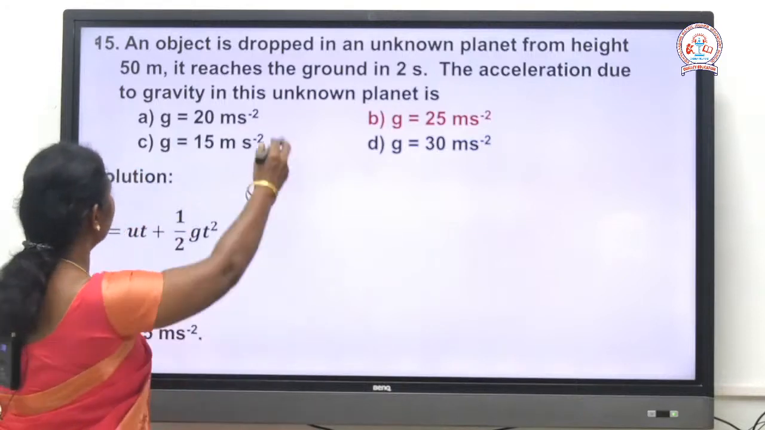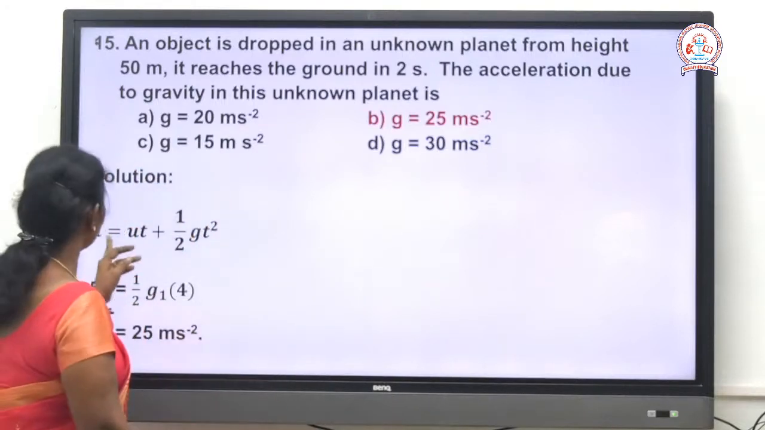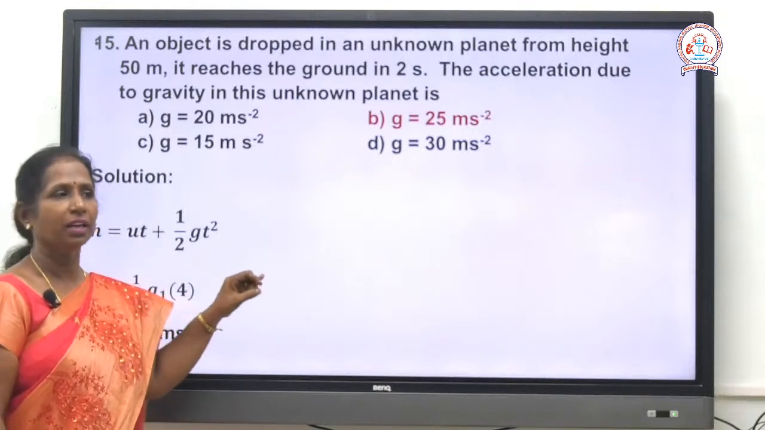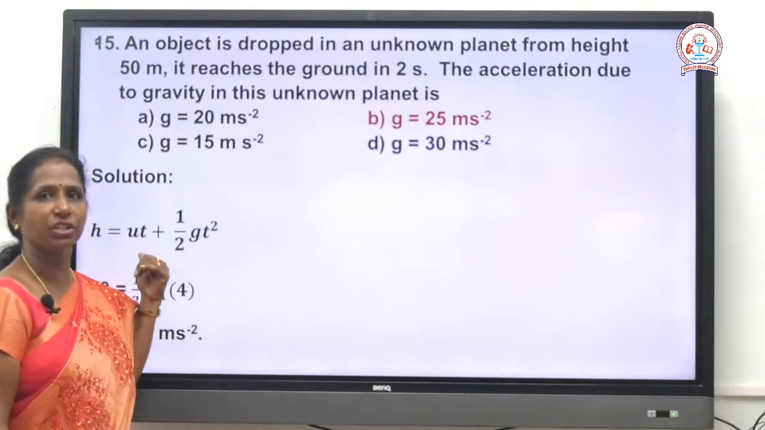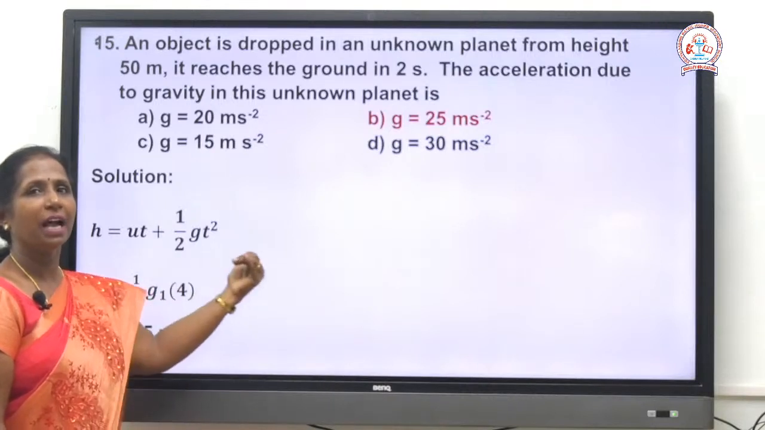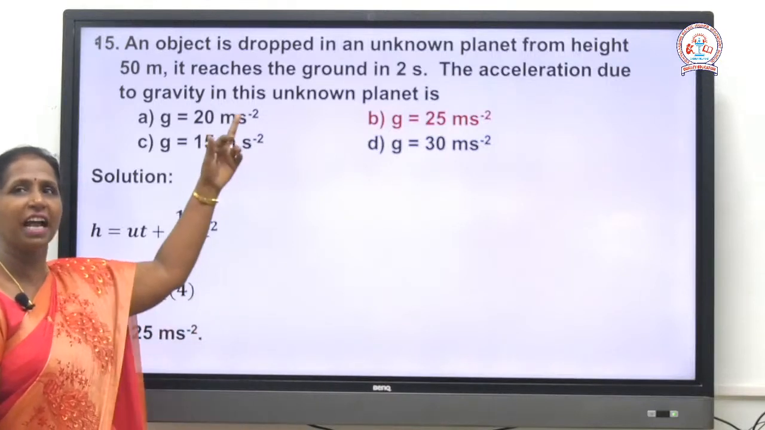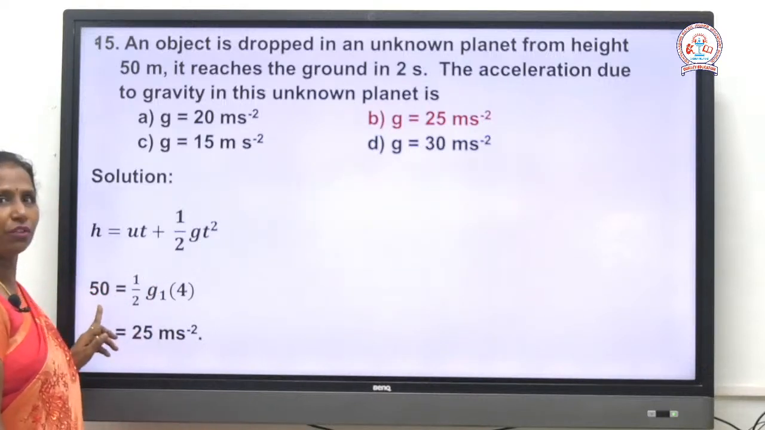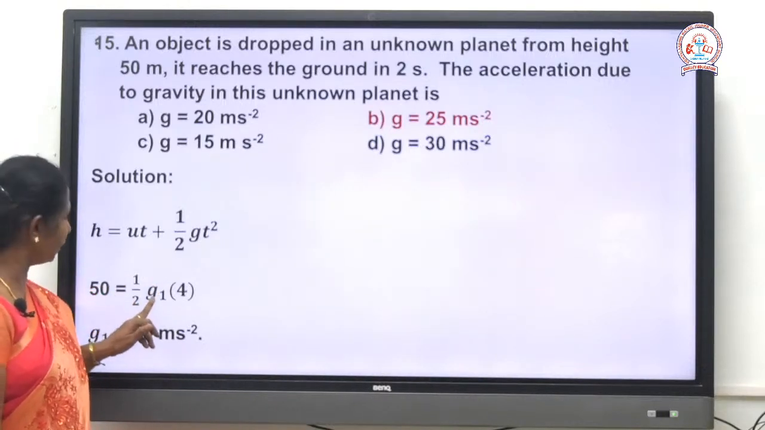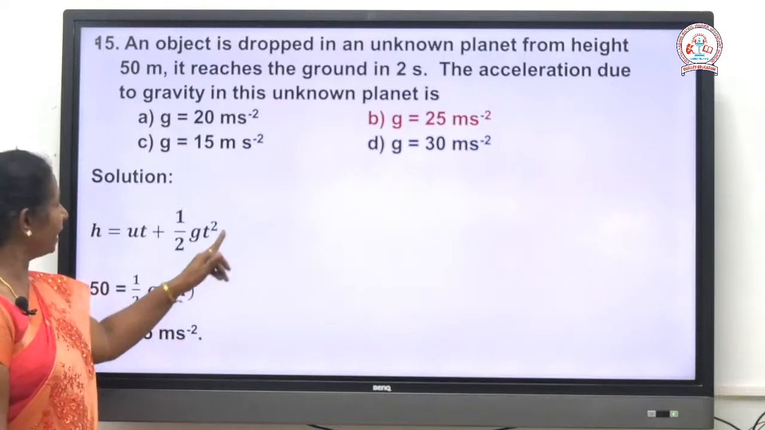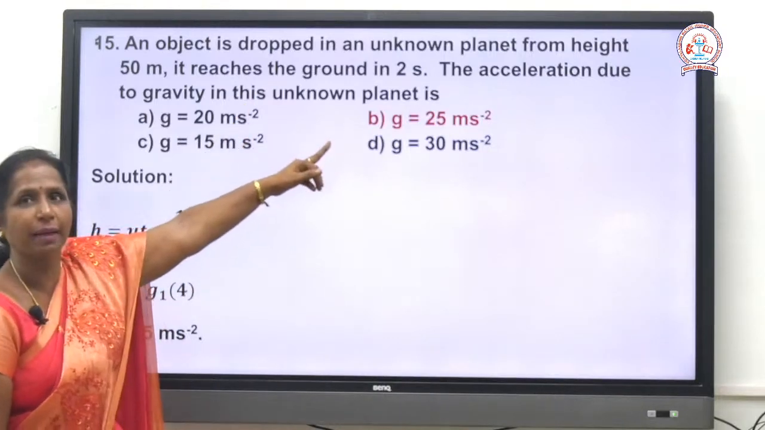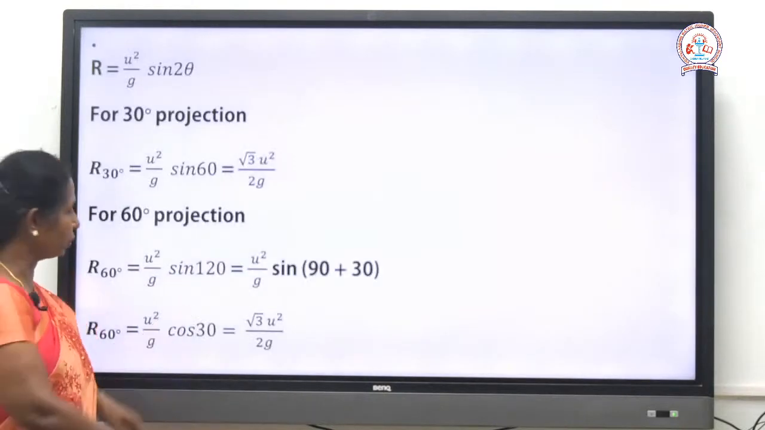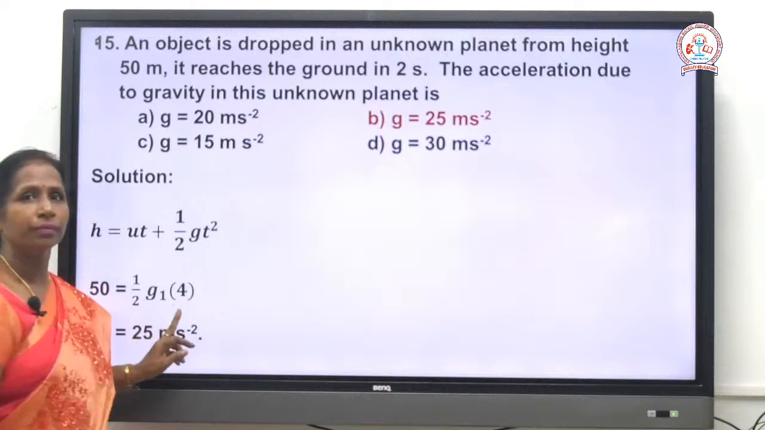Now what is given? Time is given, distance is given. So we can take the formula S is equal to ut plus half at square. What is S here? S is h, equal to ut plus half gt square. Since it is height, we are taking S as h. Now substitute h is equal to 50, equal to half into g into t square, which is 2 square. Time is given as 2 seconds. So instead of t, substitute 2 square, 2 square equal to 4.